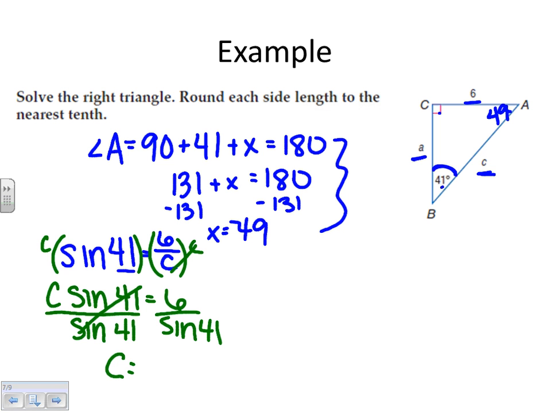6 divided by sine of 41, and we get C to be approximately 9.1. We're going to round. So now we've got this to be 9.1.